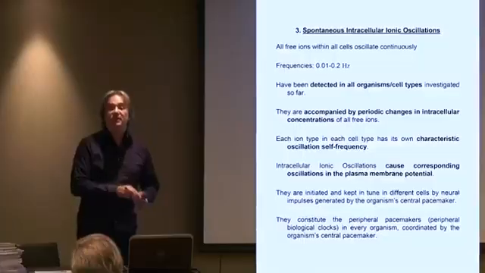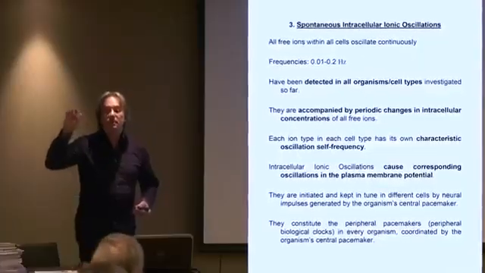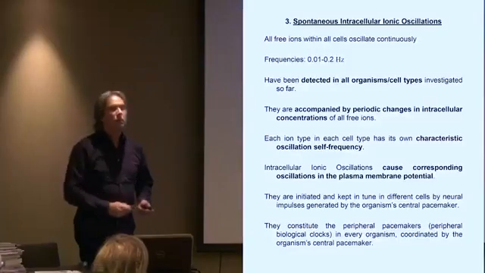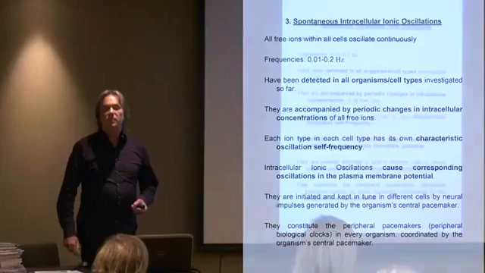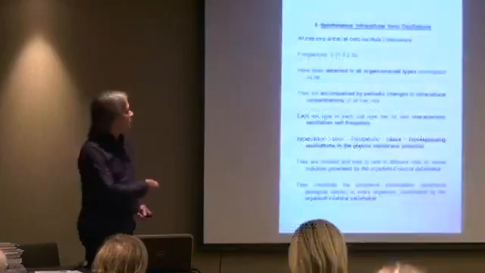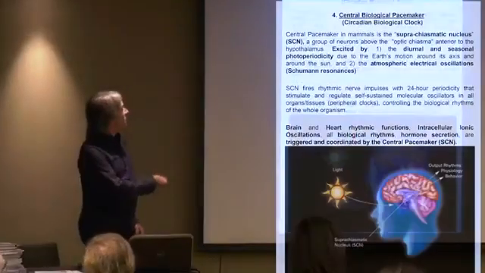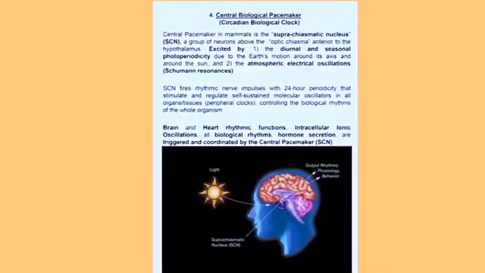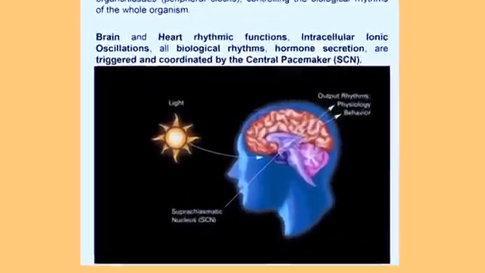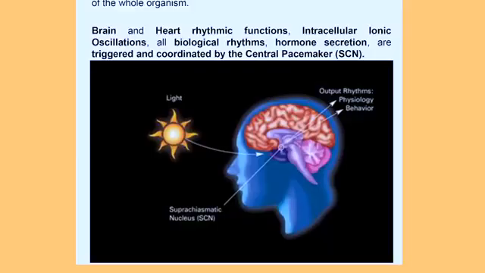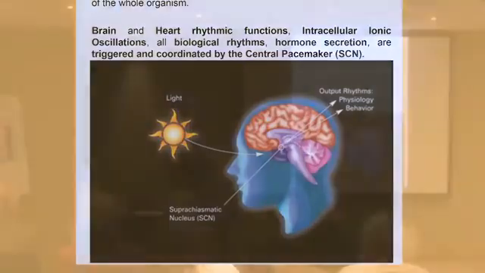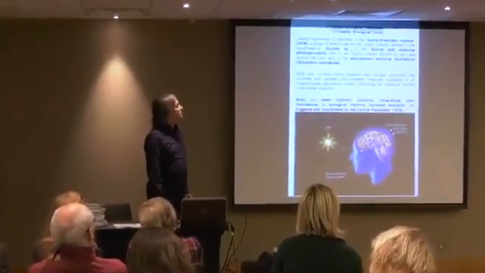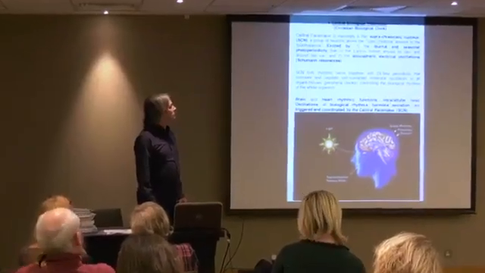These oscillating ions are considered to be the cellular clocks, the local clocks, all attuned by the central pacemaker, which is the suprachiasmatic nucleus. It's a group of neurons above the optic chiasma, which fires rhythmic nerve impulses every 24 hours that stimulate and regulate the local clocks, local molecular oscillators, which control the biological rhythms of the whole organ.